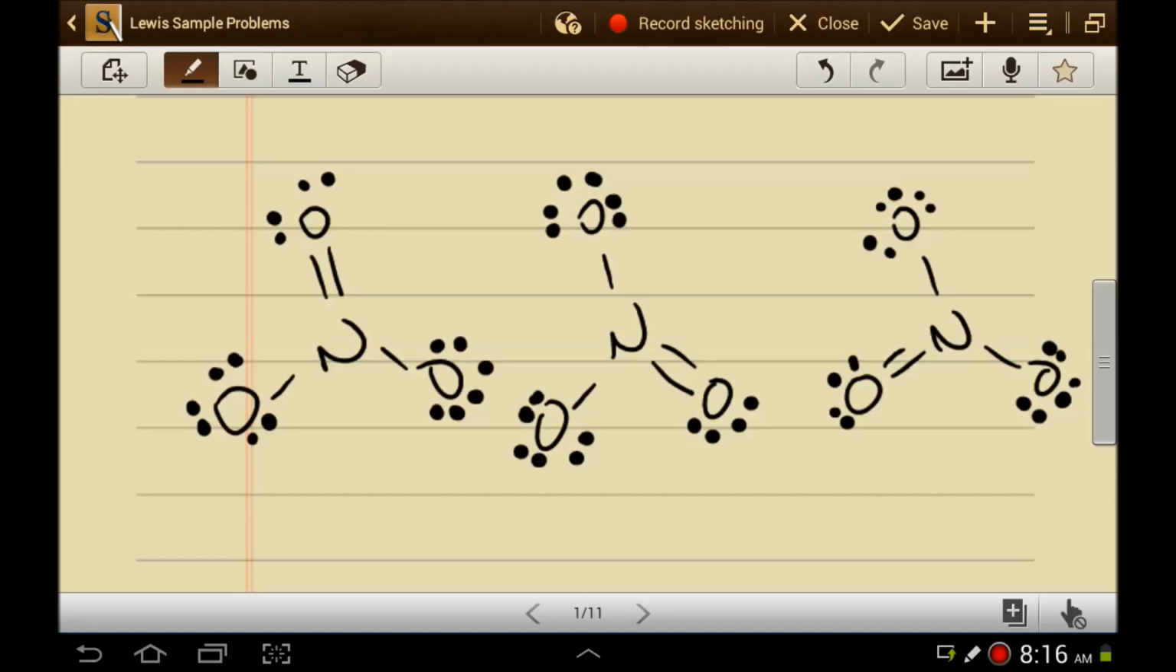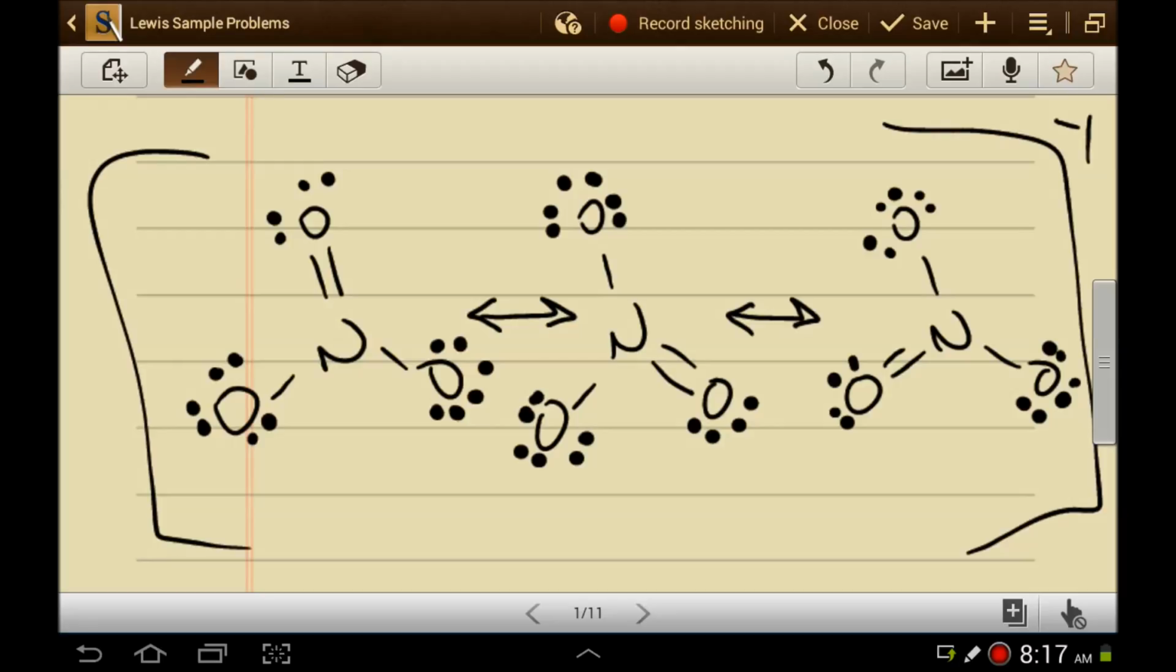So what I would need to do is show all of the possible places a double bond can be, and then connect these with double arrows. So these are the resonance structures for the nitrate ion. And then if it is an ion, you draw square brackets around the whole mess and put the charge in the upper right corner. You don't put square brackets around each resonance structure. So this is showing the possible location for every double bond.